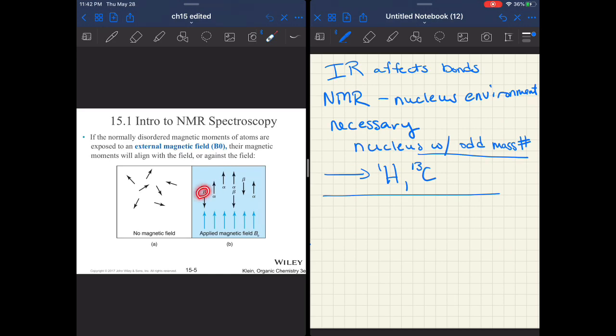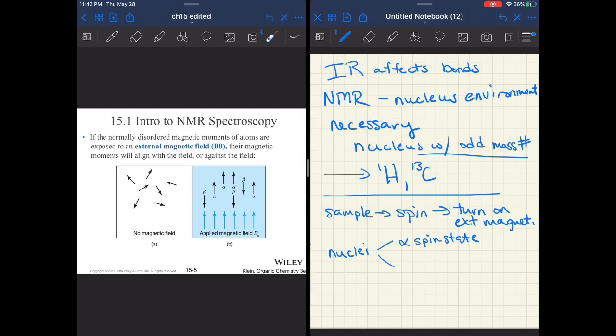Now, let's talk about these little indicators. So first we have our sample. We are setting it to spin. We are turning on the external magnetic field, right? Now, once we've turned on that magnetic field, your nuclei are going to be in one of two categories, the alpha spin state or the beta spin state. All right, so they are going to line up, but they don't all align the same.